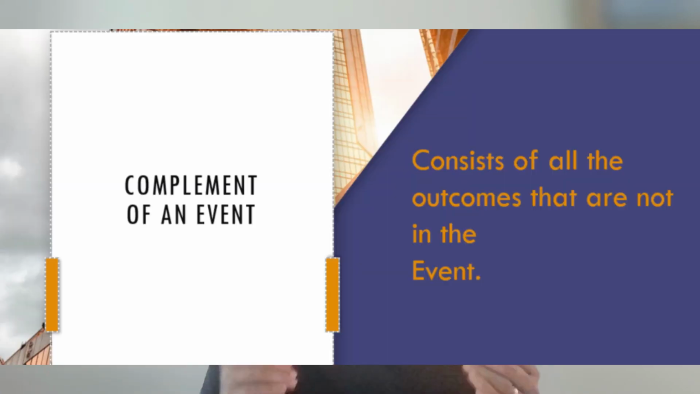All right, next let's talk about the opposite. So we talked about favorable outcomes, a probability of an event happening. Next, we can talk about the complement of an event. Now, the complement of an event is going to consist of all the outcomes not in the event.